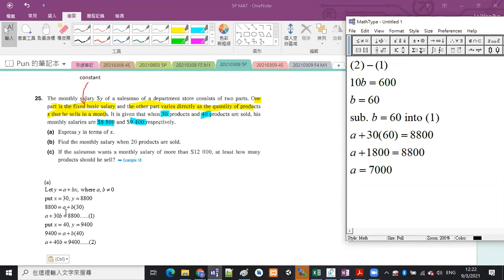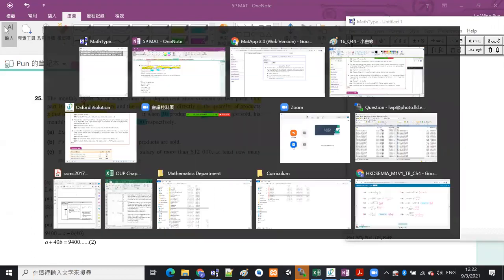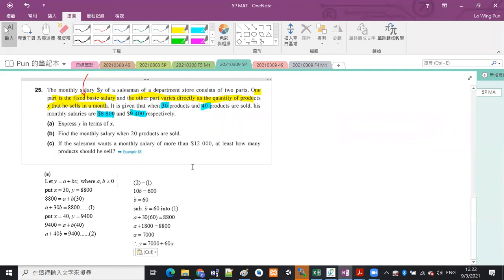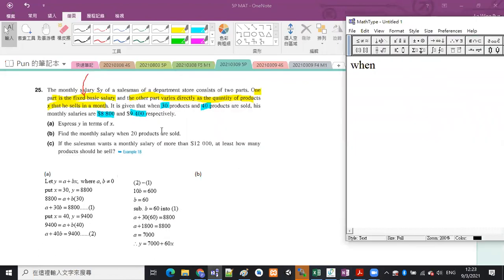Okay, so now we have found the value of a and b, so we can write down the complete information of the equation. Therefore, y is equal to a, that is 7,000, plus bx, that is 60x. That is the answer of part A. Okay, and then part B. Find monthly salary when 20 products are sold. So when 20 will be put into the place of x. So when x is equal to 20, the question asks us to find the monthly salary. That is to find y. Okay, so just put x equals 20 into our equation.